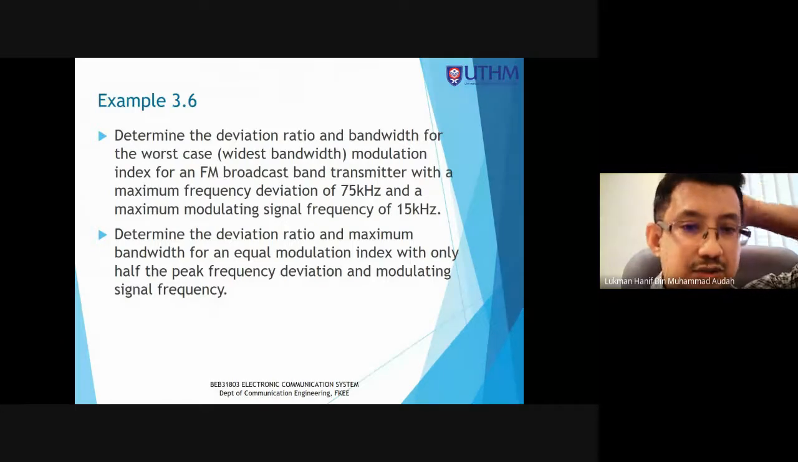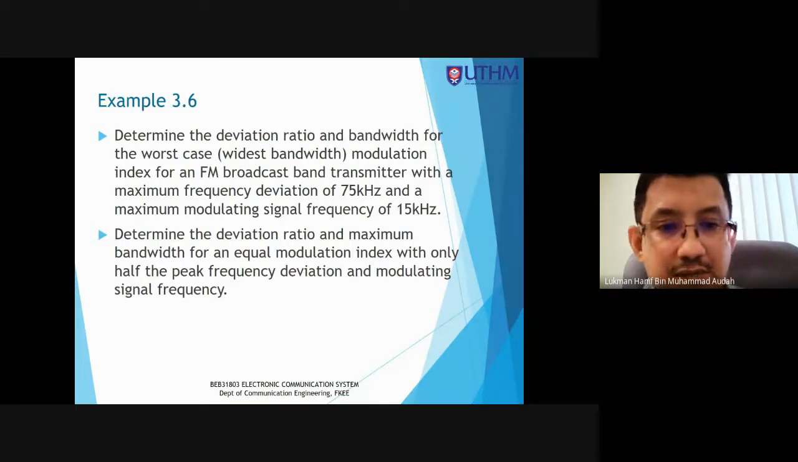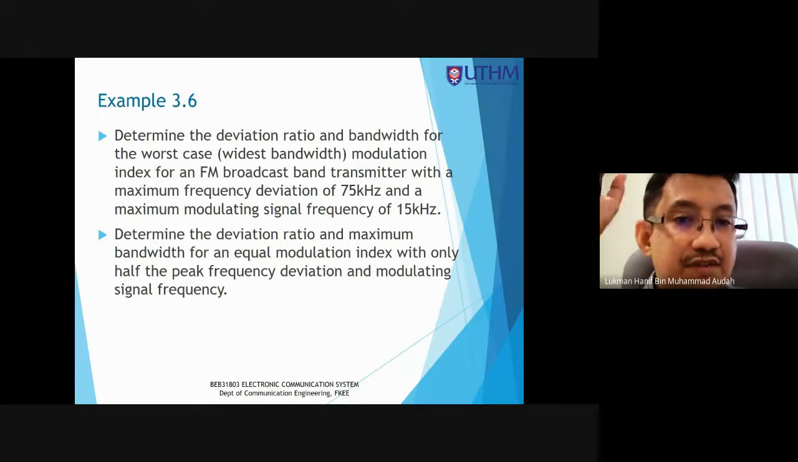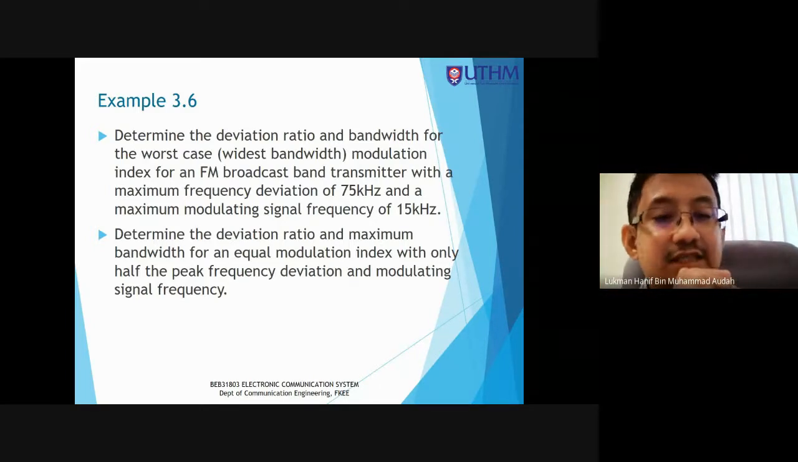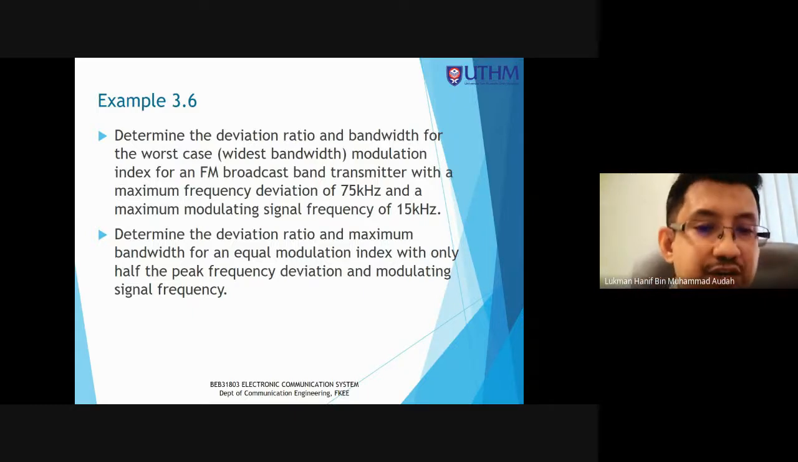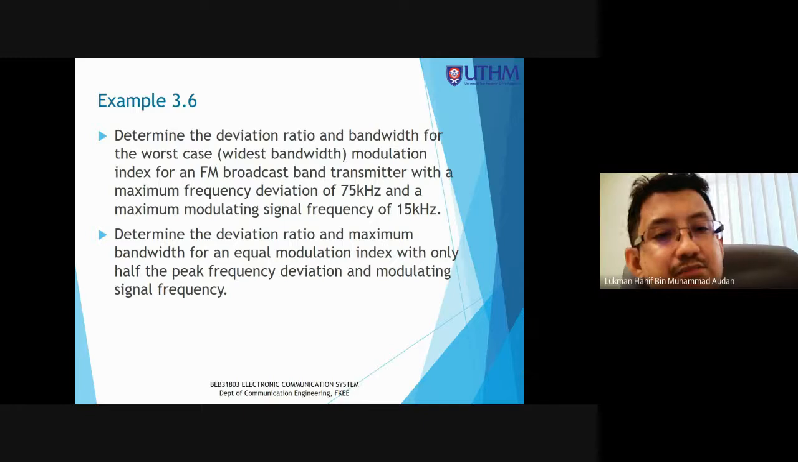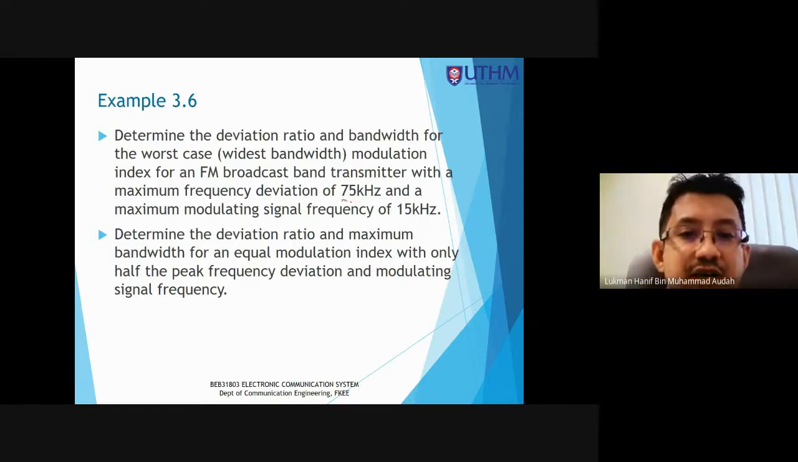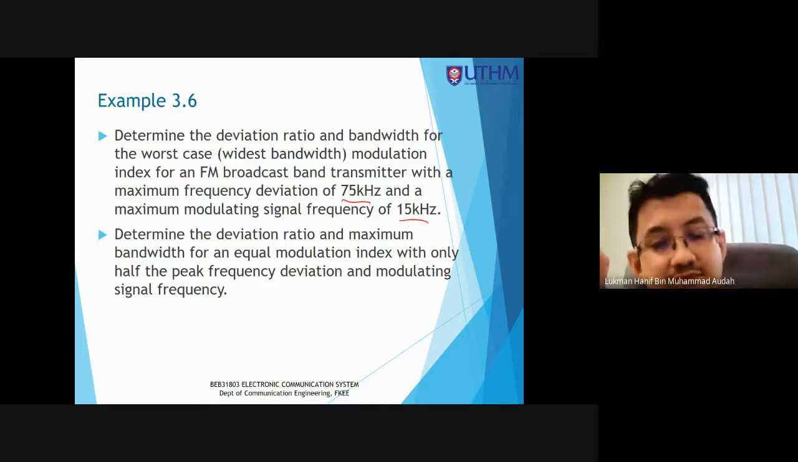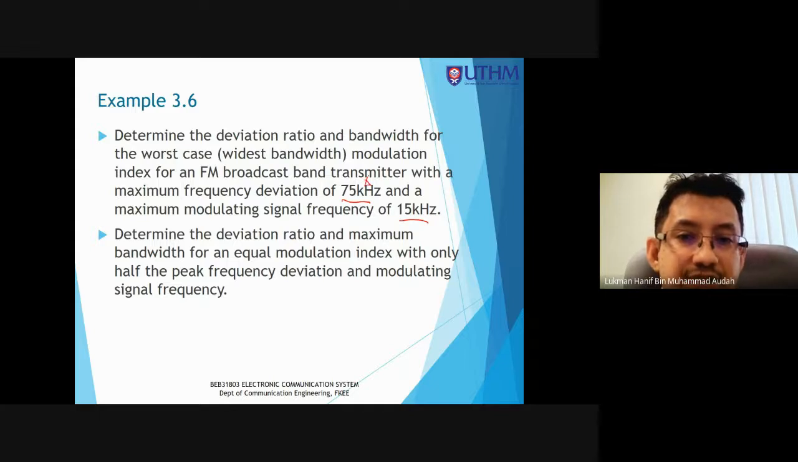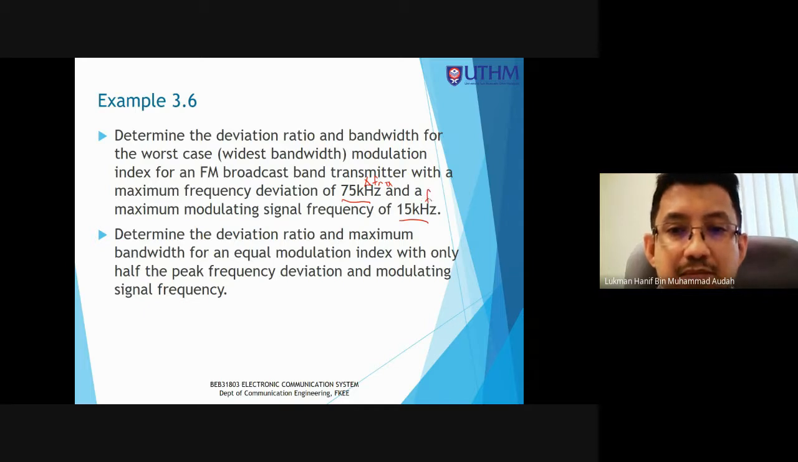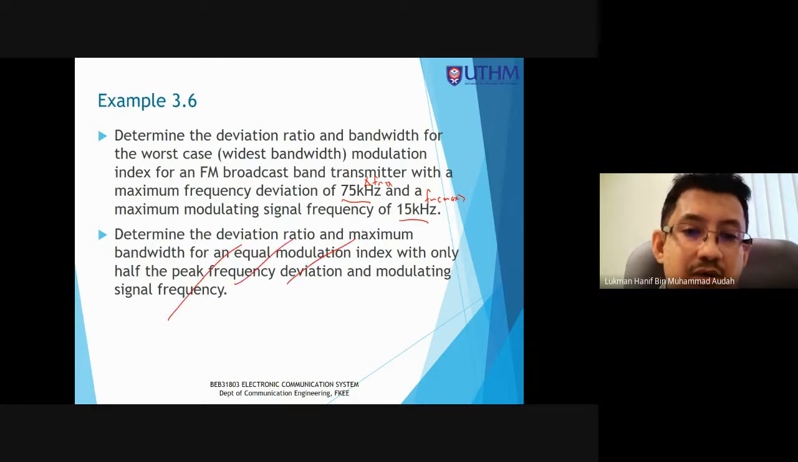Example. So example, let's look at the above part. Determine the deviation ratio and bandwidth for the worst case, the widest bandwidth modulation index for an FM broadcast band transmitter with a maximum frequency deviation 75 kHz and maximum modulating signal frequency of 15 kHz. Ini dia dah beri delta F max and also Fm max telah diberikan. Okay, so abaikan soalan yang bawah ini.